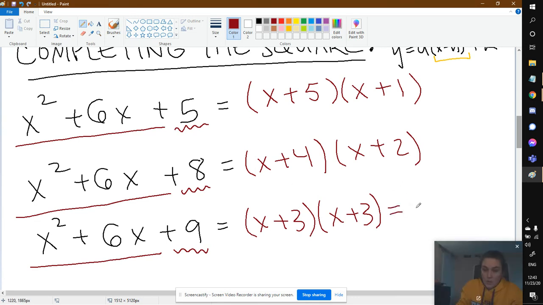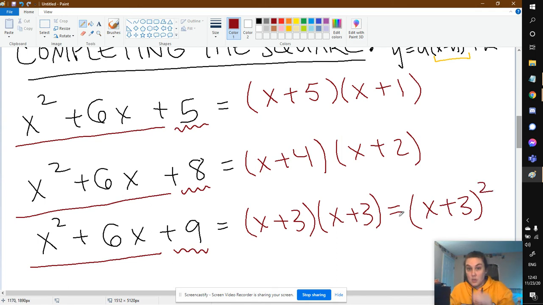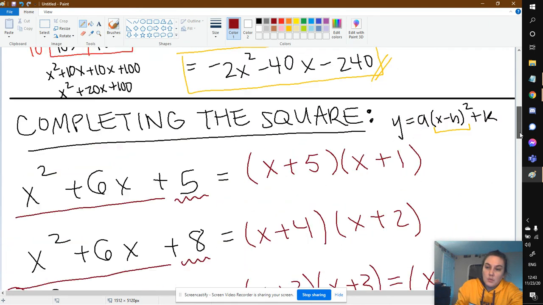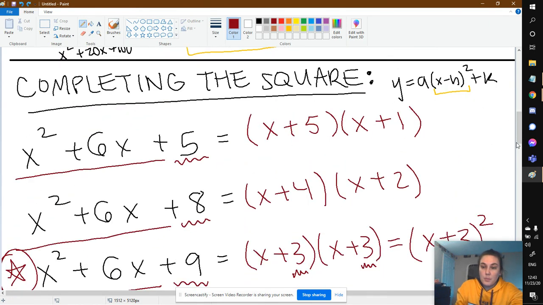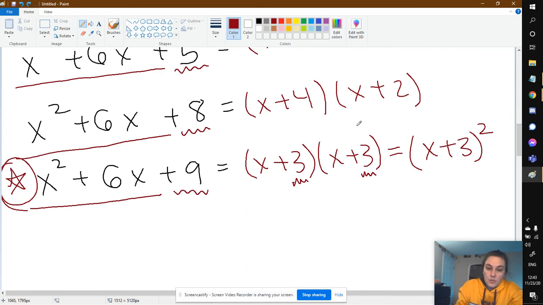This last one is the special one, right? This last one can be written as x plus 3 squared because there's two of them, and this is the one we want to examine and really think about a lot. Because these two numbers are the same, we're allowed to write it as a square, and we want that for our vertex form. And it's worth paying attention to the fact that the 3 is exactly half of 6. Right? That's going to be a theme.